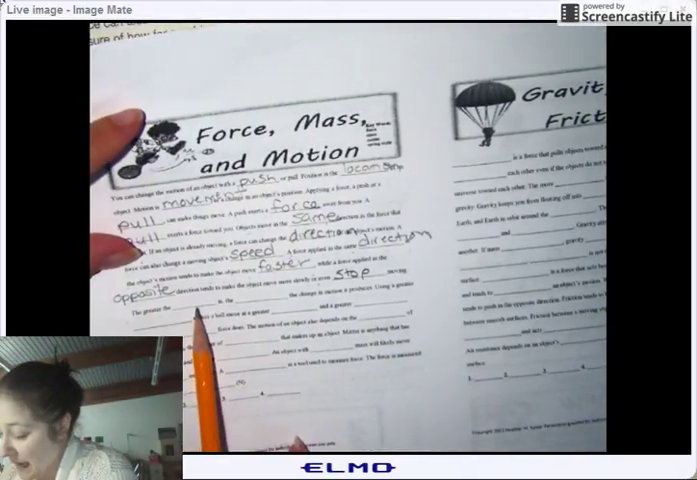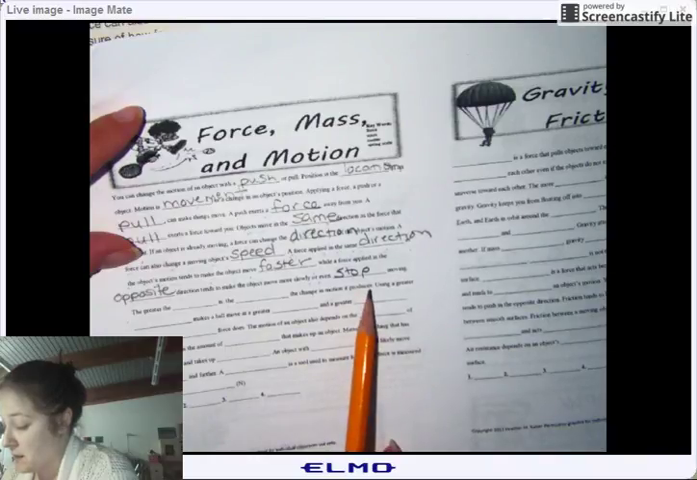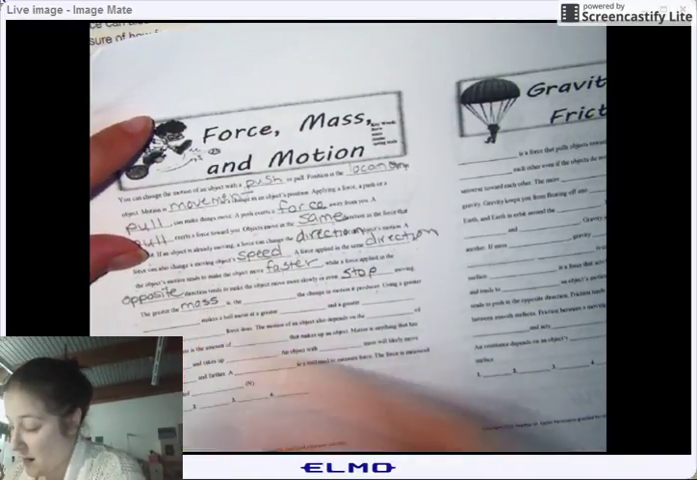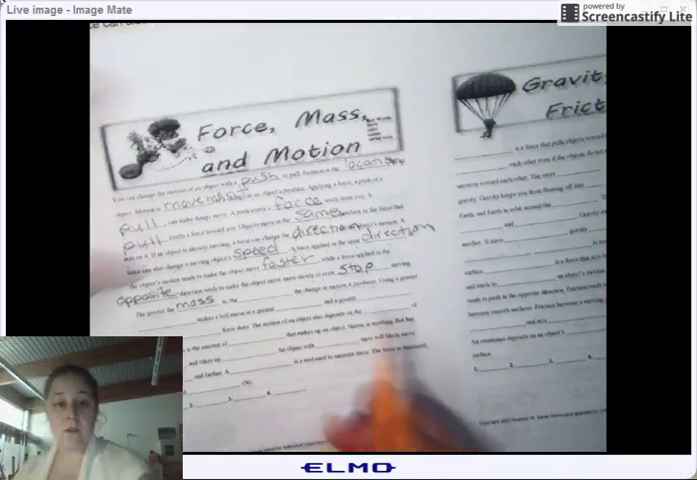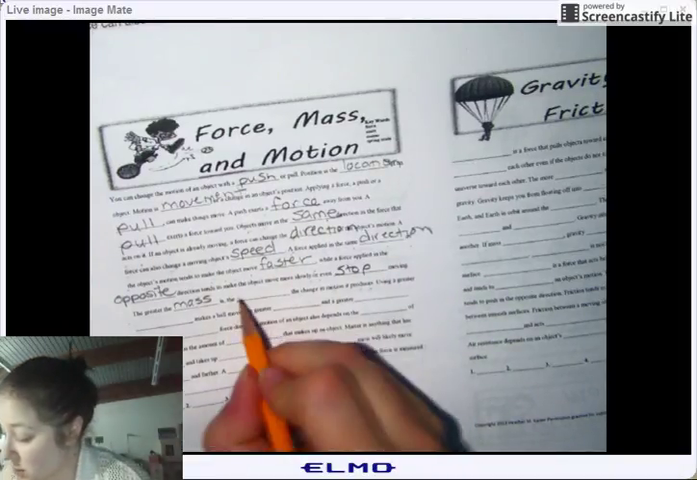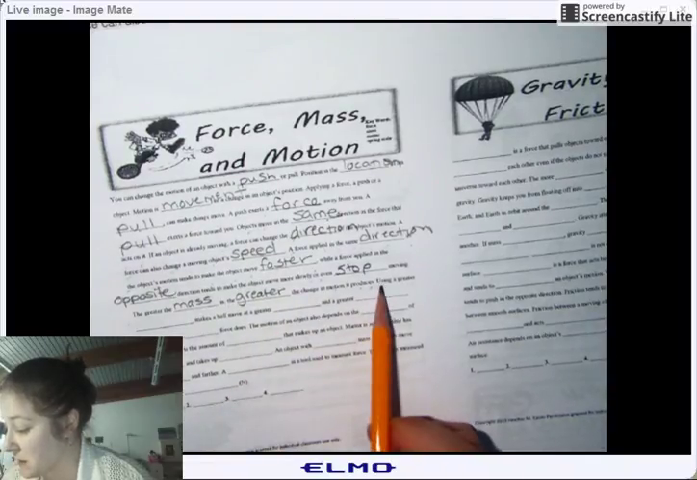So the greater the mass is, the smaller the change in motion it produces. So the more it weighs, the more force it takes to change it. The greater the mass, the smaller the change in motion it produces.